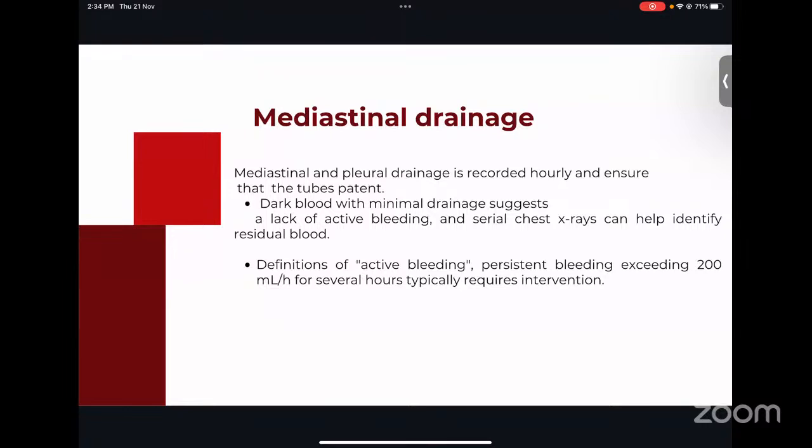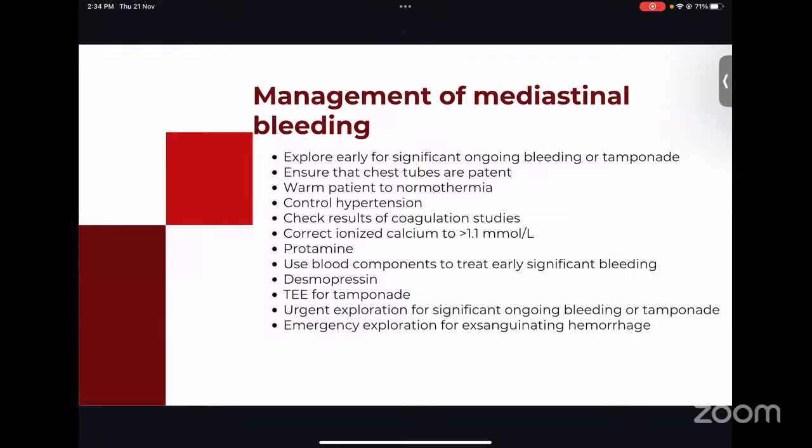Active bleeding is defined as persistent bleeding exceeding 200 ml per hour for several hours, and typically requires intervention. To manage mediastinal bleeding, start by exploring early for significant ongoing bleeding or tamponade. Ensure that the chest tubes are patent. If they are not, try to milk out the tube to remove any clots.